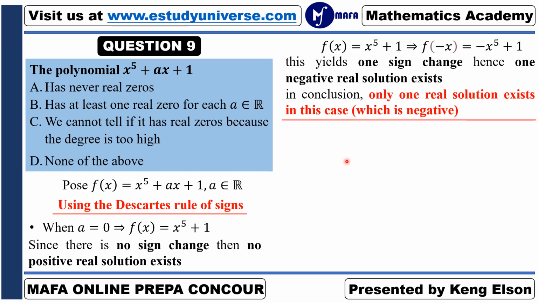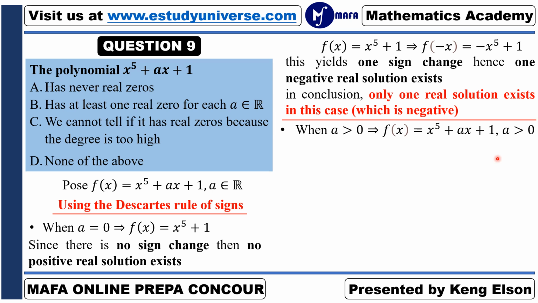Now let's take the second scenario, where we take all positive values of a. In the first case, we took a to be 0. Now I cannot take a to be 1 or a to be 2, so I'm going to generalize it and take all positive values of a. My f of x still becomes x to the power 5 plus ax plus 1, and I specify that in that case a is greater than 0.